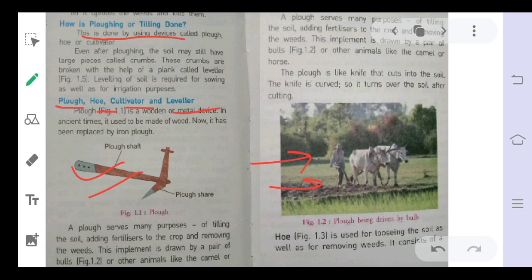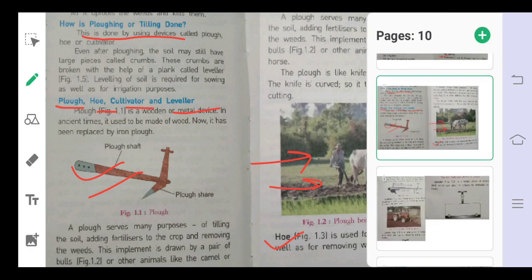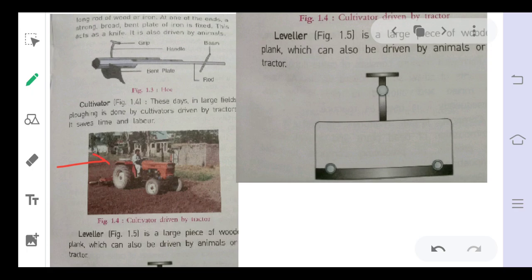The next is the hoe. It is also like the plow, but it is made of metal. It is also used for loosening soil as well as removing the weeds. The next is the cultivator, which you can see in this picture, where a tractor is running the cultivator. These days in large fields, plowing is done with the help of cultivators driven by tractors. It saves time and labor, because it is a high technology machine that saves our time and labor cost.